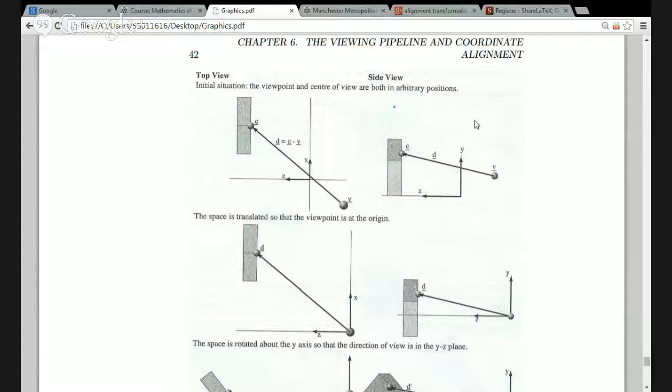You have to remember as well, thumb is x, first finger is y, and middle finger is z. Okay, so the first pair of diagrams is just the initial setup. So the arbitrary v, the arbitrary c, and this object somewhere in the environment. So first of all, we do the translation. Okay, so we translate everything so v moves to the origin.